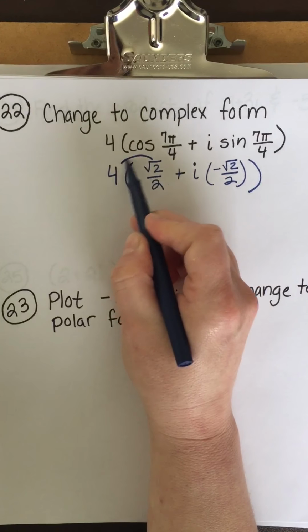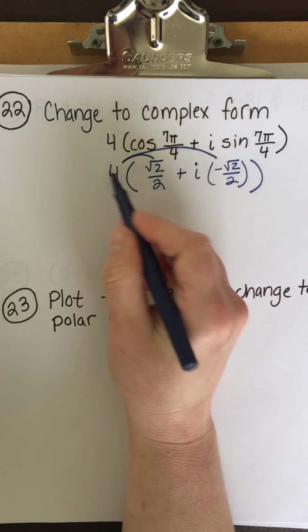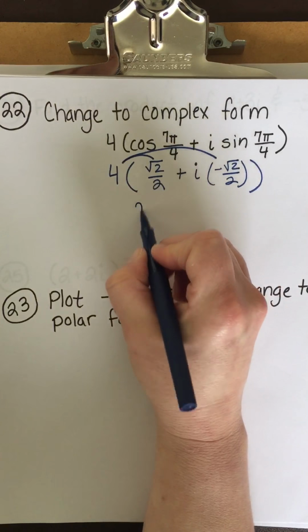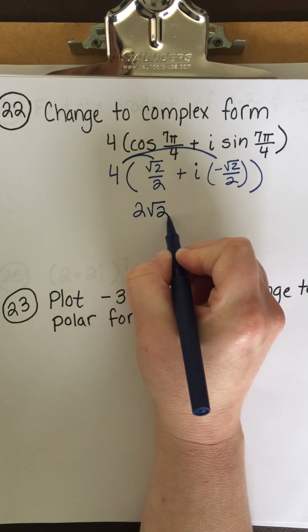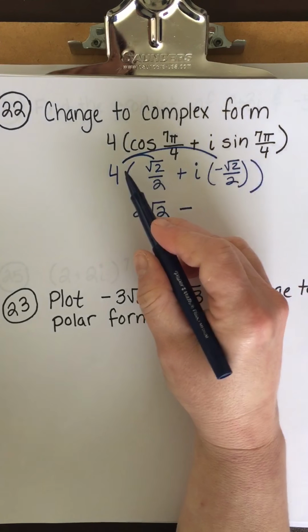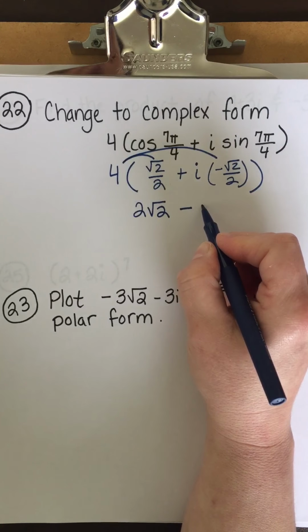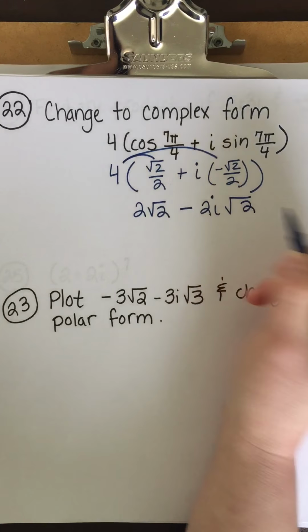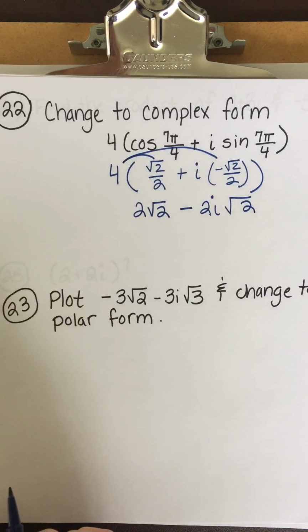I'm going to distribute that 4. And cross reducing like in the last one, 2 will go into 4 2 times. So that would be 2 times the square root of 2. I'm going to go ahead and put minus because we got this negative. Same thing, 2 will go into 4 2 times. So 2i square root of 2. And that's going to be it.